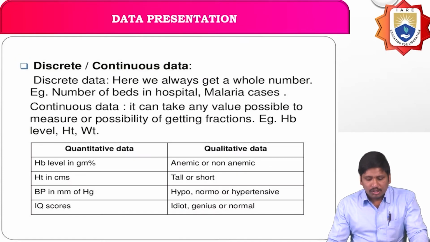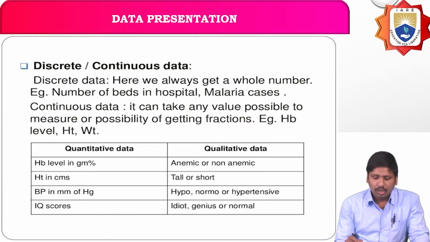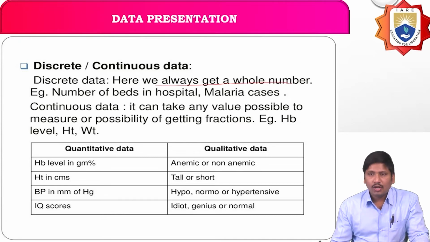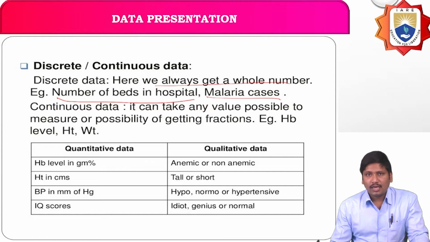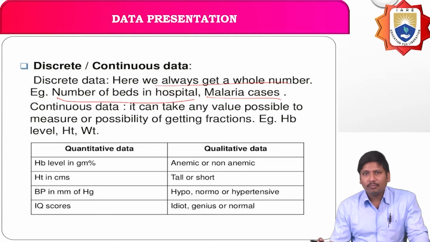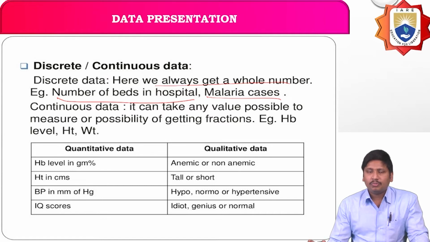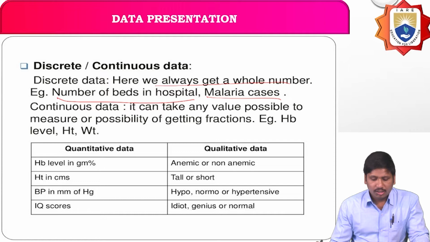Then we come to discrete and continuous data. Discrete data is data where we always get a whole number. For example, the number of beds in a hospital, or malaria cases. We can count them, so there should be a whole number. Discrete data should always be represented as a whole number only, so a count is discrete data.